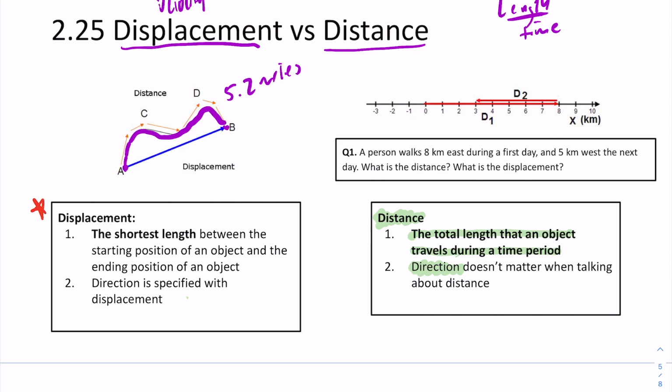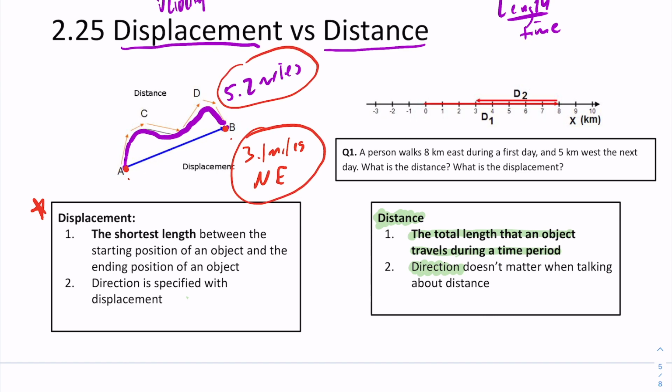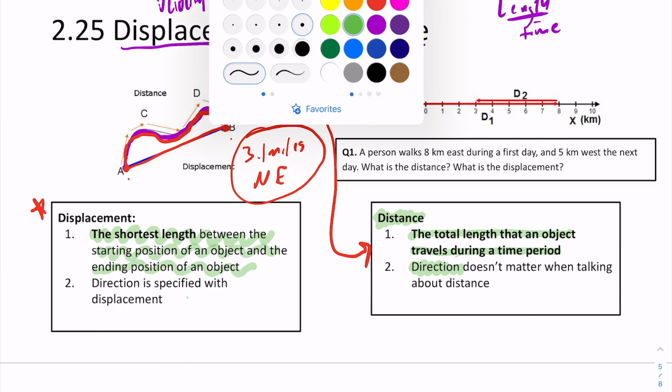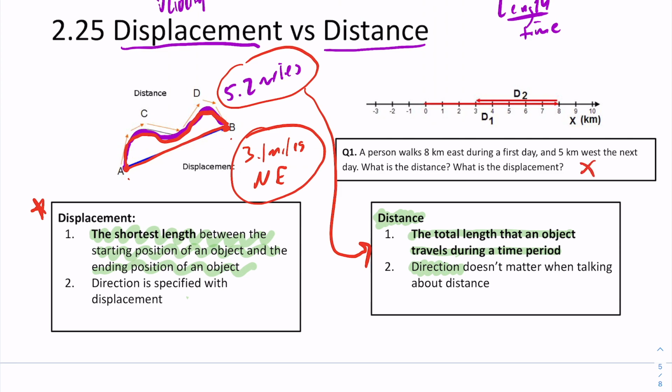We could describe your same trip, though, with displacement. Our friend actually went from point A to point B, and on that same trip, their overall displacement, the shortest distance between their starting point and ending point, was 3.1 miles northeast. So did you go 5.2 miles, or did you go 3.1 miles northeast? Both are true depending on how you're describing the situation. Your total distance covered was 5.2. The total displacement, the shortest length between your starting and ending point with the direction, was 3.1 miles northeast. We're going to come back to this example in class.